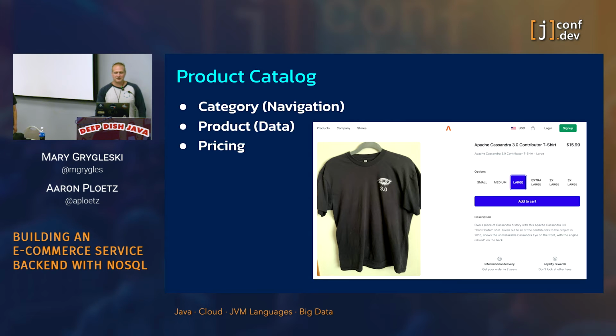I actually took all of my Cassandra swag that I've assembled over the years and shot pictures of them on my wall, so that's why my Cassandra 3.0 contributor shirt looks a little wrinkly there, but that's okay. And has dog hair on it.